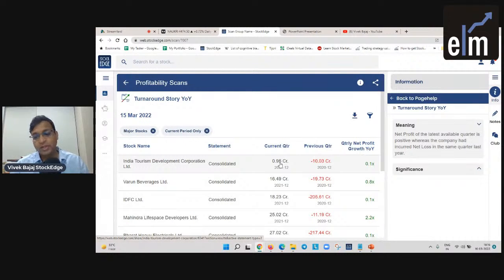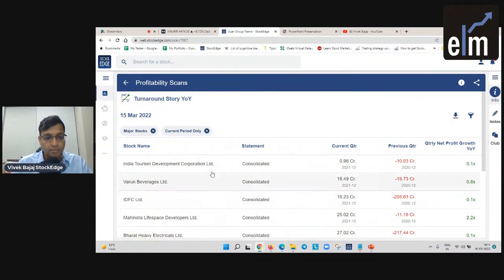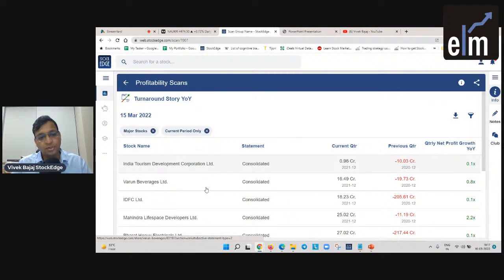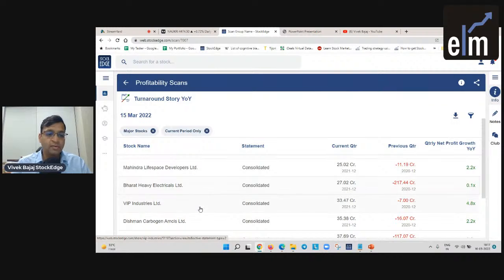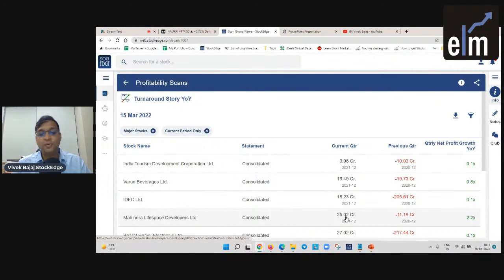I want to see only the companies which are fulfilling current quarter, which is the December quarter for all practical purpose. तो यहाँ पर कौन कौन सी कंपनीज आ गई हमारे पास में? हमारे पास में आ गया इंडिया टूरिज्म डेवलपमेंट, वरुण बेवरेज, आईडीएफसी, महिंद्रा लाइफ स्पेस, भेल, वीआईपी इंडस्ट्रीज. तो ये सब कंपनीज है जिन्होंने फंडामेंटली बिजनेस में अच्छा किया है. ठीक है. नाउ वी हैव टू ऑप्शंस. ईदर वी वेट फॉर द मोमेंटम ऑफ दीज कंपनीज और यू फाइंड द वैल्यू इन्वेस्टमेंट अपॉर्चुनिटीज इन दीज कंपनीज. सो लेट्स टेक एन एग्जांपल ऑफ वन ऑफ द स्टॉक्स है वरुण बेवरेज.